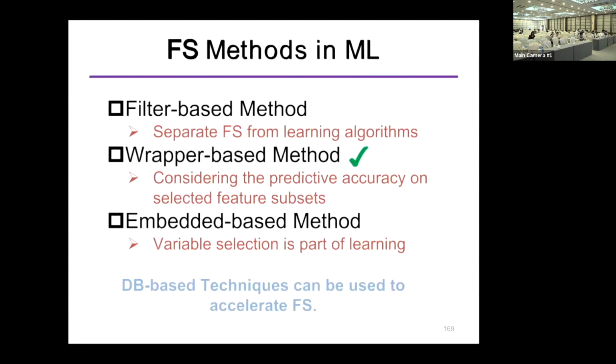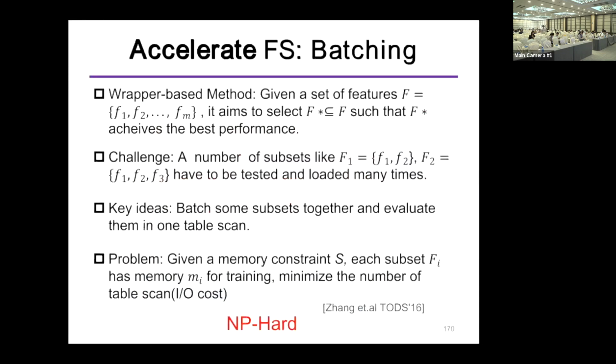The second one is the wrapper-based method. It considers the predictive accuracy on selected feature subsets. The main idea is to enumerate many subsets and select the best ones by continuous training. And the third one is the embedded-based method. It embeds the feature selection into the machine learning model, like the tree model, or GBDT, or the deep learning model. In general, the DB-based techniques can be used to accelerate feature selection, so we mainly focus on the wrapper-based method for acceleration.